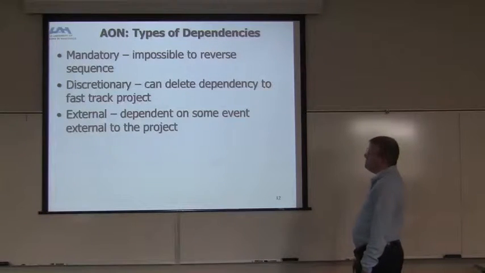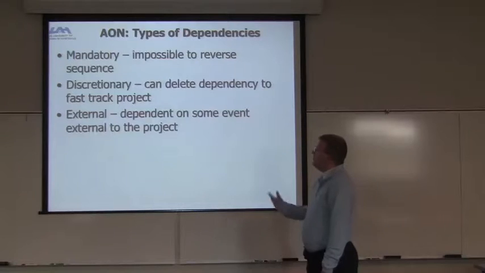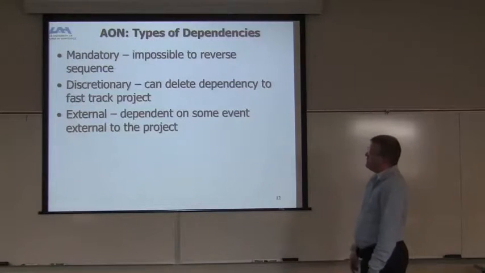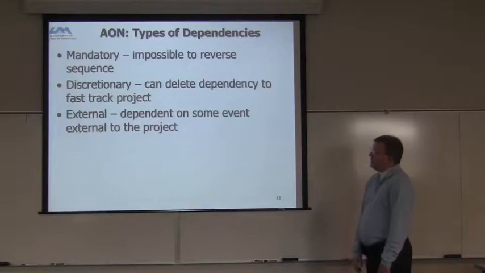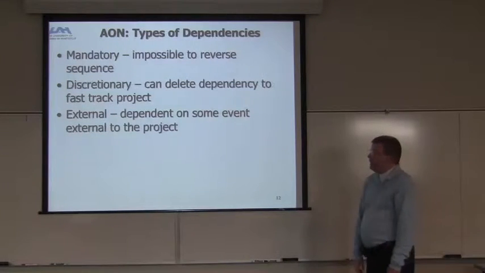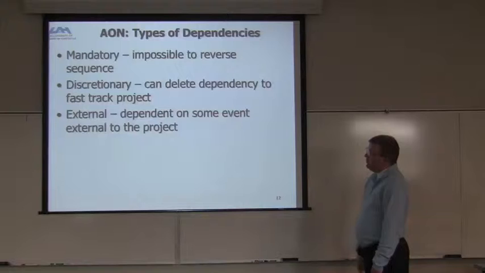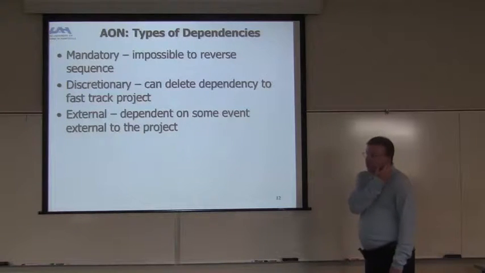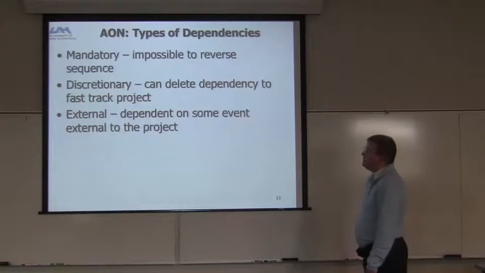So there's types of dependencies, right? There's the mandatory ones, where it's impossible to reverse the sequence. There's discretionary, where you can delete the dependency to fast track the project if you could. And there's external, which are dependent on some event external to the project, right? Those are all dependencies.